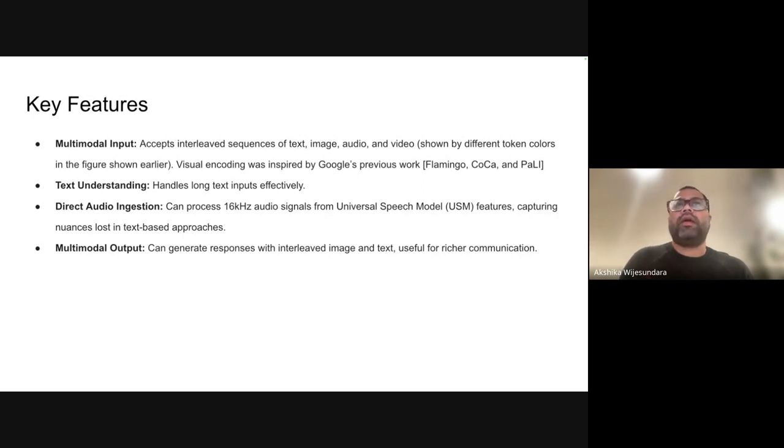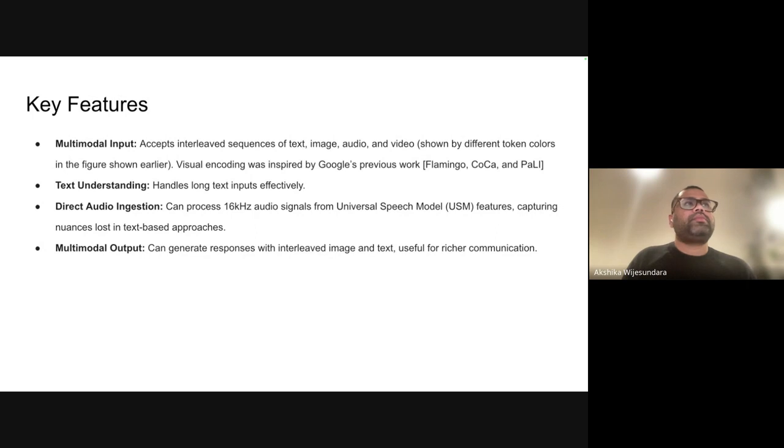So I highly recommend at least reading one of these papers to understand how the visual encoding has been done, where you convert text and images to tokens that the transformer understands. And yeah, so as I said, it handles long text inputs effectively, 32K window context length with effective understanding, even though the information that you need is at the bottom of the document.